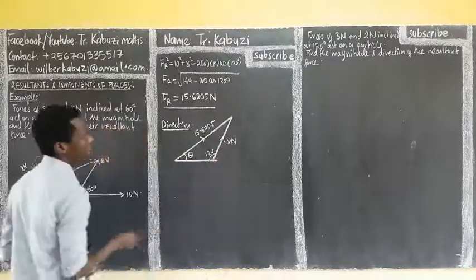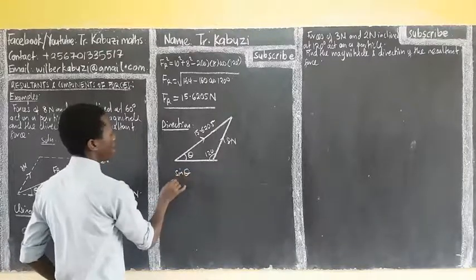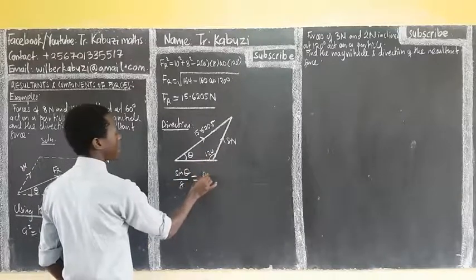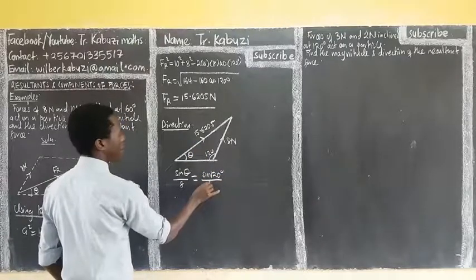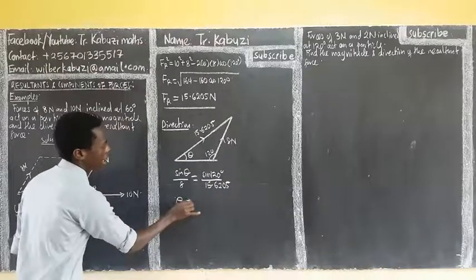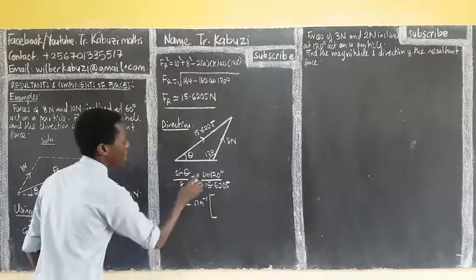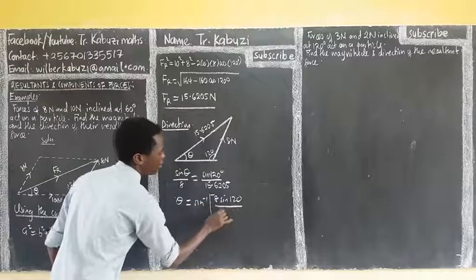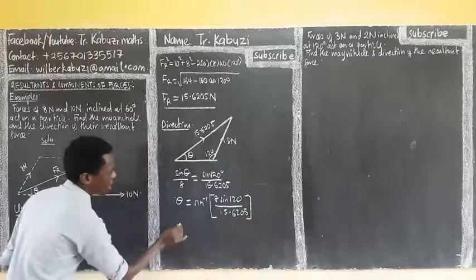So now to get this, we can use the sine rule, which says sine theta over 8 equals sine 120 degrees over the force 15.6205. And so our theta here will be sine inverse of 8 sine 120, the whole over 15.6205. Then you get your answer.